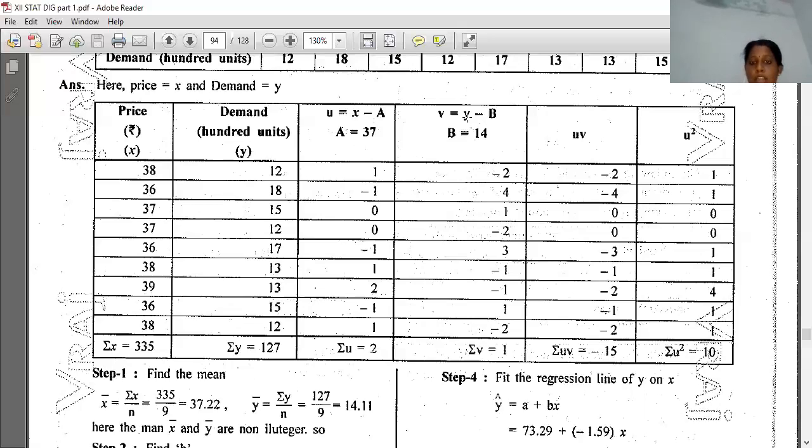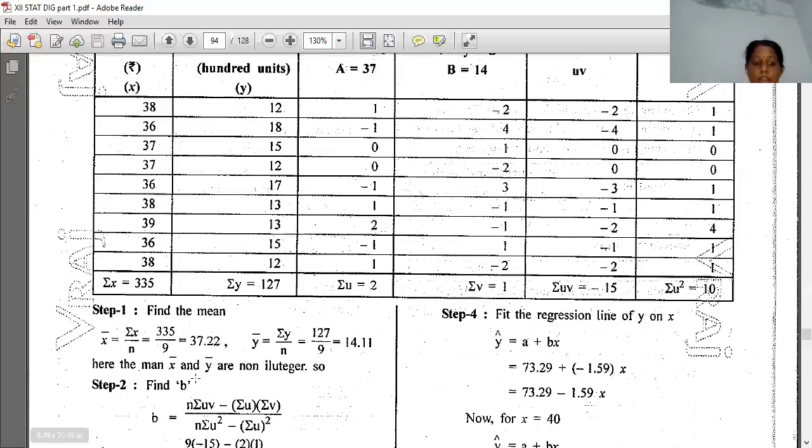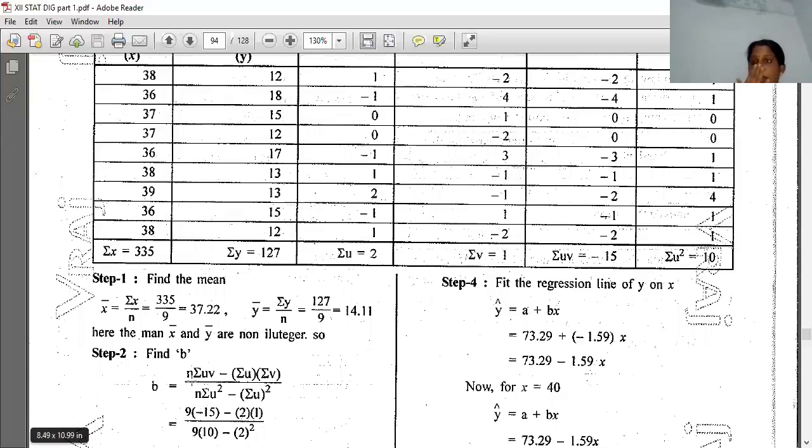Then V, that is Y minus B. B we have taken as 14. So 12 minus 14 is minus 2, 18 minus 14 is 4, 15 minus 14 is 1. Like this, we got the column of V, and sigma V is equal to 1. Now we will find UV and U square, because our formula is this one: b equals n sigma UV minus sigma U into sigma V, upon n sigma U square minus sigma U the whole square. Got it?